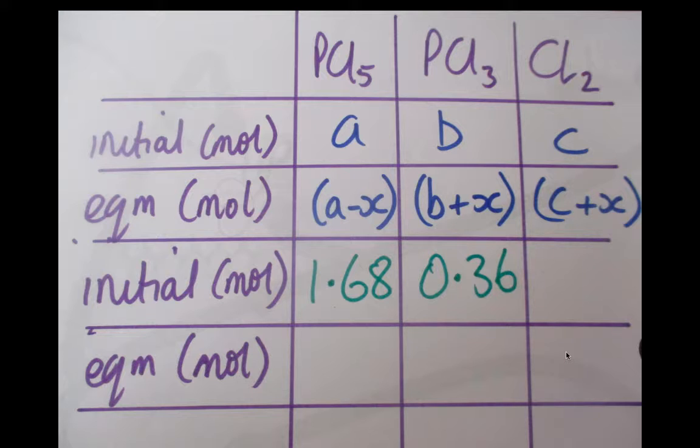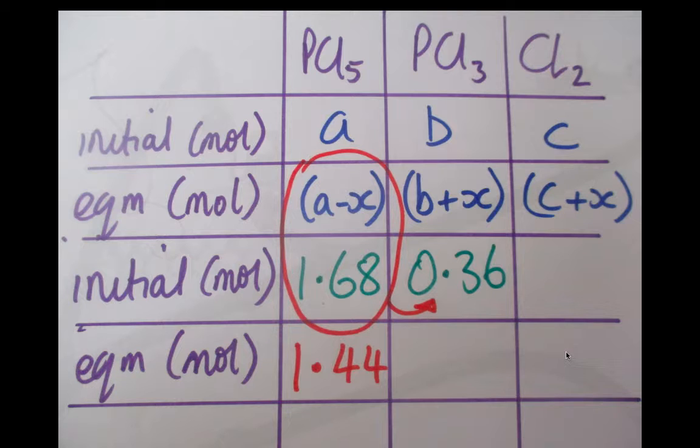Now what else do we know? We've been told that we're starting off with 1.68 moles of PCl5, and we are also putting in 0.36 moles of PCl3. So that's what we've got at the start. We've also been told that at equilibrium we have 1.44 moles of PCl5. Now what we also know is whatever is lost from here is gained on the other side. So whatever the difference is between this initial amount and the final amount here must have been in effect transferred to the other side. The amount of moles must kind of appear, as it were, on the other side.